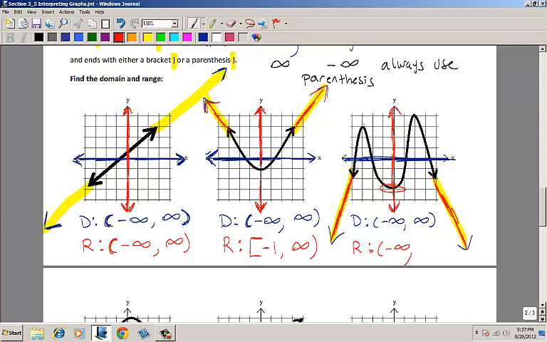Then I look for my highest point. If I look on this graph, this is my highest point. That is the highest that I go. What is that point? If I look here, that should be 1, 2, 3, 4. Can I be 4 on my y-axis? Yes, I can, because it's a solid line. So I'm going from negative infinity to 4, and I use a bracket, again, because 4 is included.